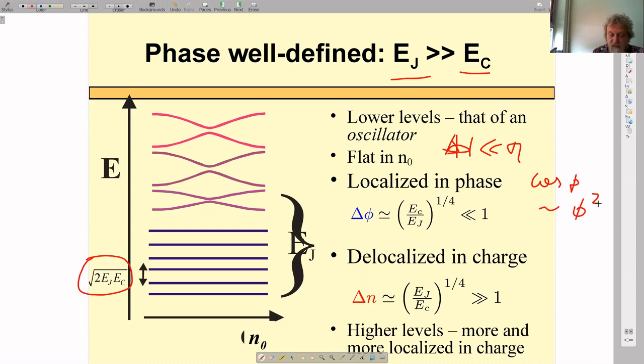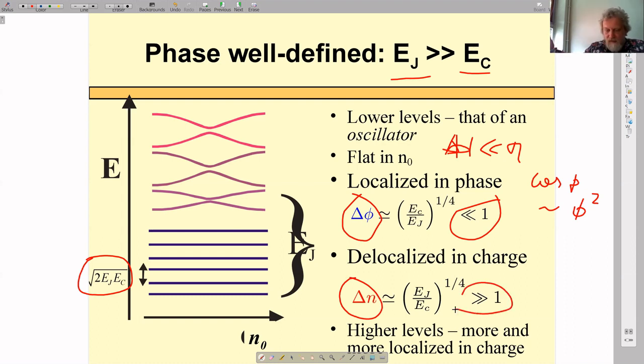Taking parameters of this oscillator, one can estimate the quantum fluctuation of phase in the ground state, and indeed it is smaller than one. And the same for charge, and this fluctuation is much bigger than one. The product is again of the order of one, as we expect for a coherent state, for a state which minimizes uncertainty between phase and number of particles. Fine, I guess this is roughly what I wanted to say.